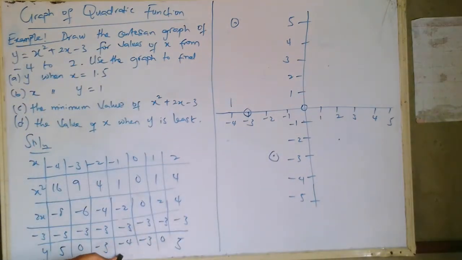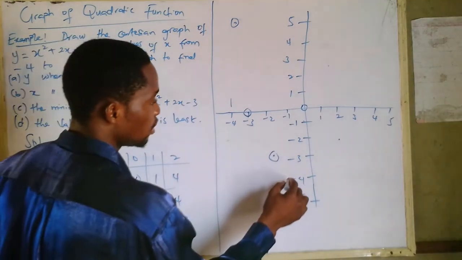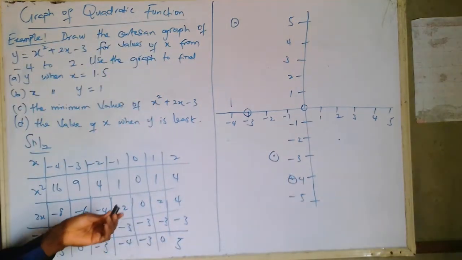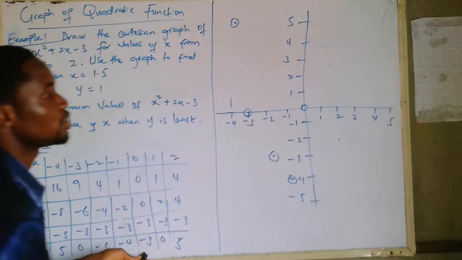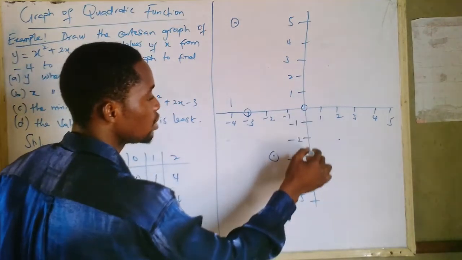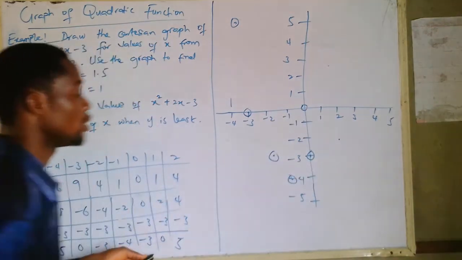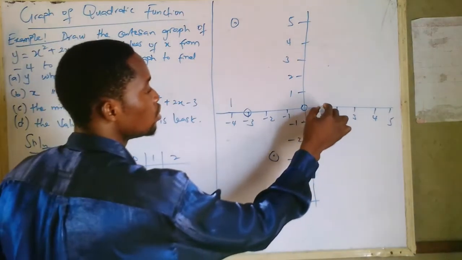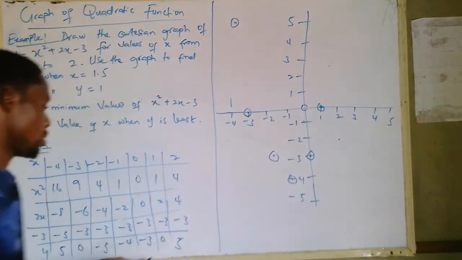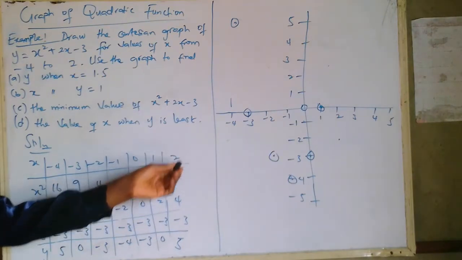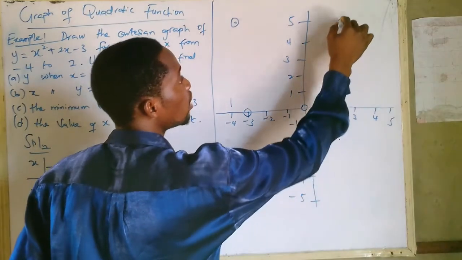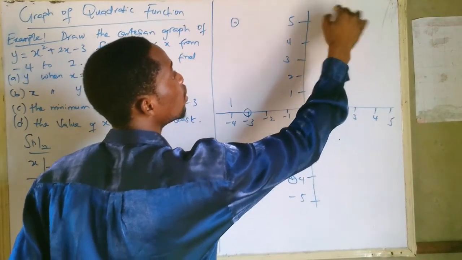Minus 1 to minus 4. Minus 1 to minus 4 is around this place. 0 to minus 3. This is 0 to minus 3, which is this. 1 to 0. This is 1 to 0, which will still be here. Then we have 2 to 5. This is 2 to 5, which is this point here.